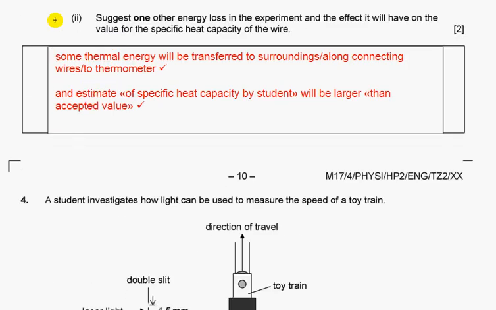I. Suggest one other energy loss in the experiment and the effect it will have on the value of the specific heat capacity of the wire. Some thermal energy will be transferred to the surroundings, and as a result the specific heat capacity obtained by the student will be larger than the reference value or accepted value.